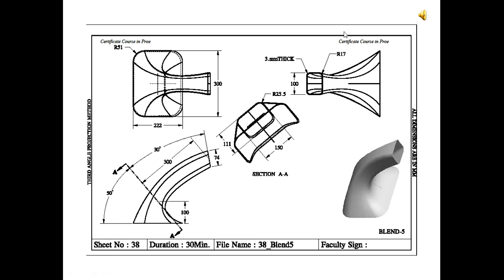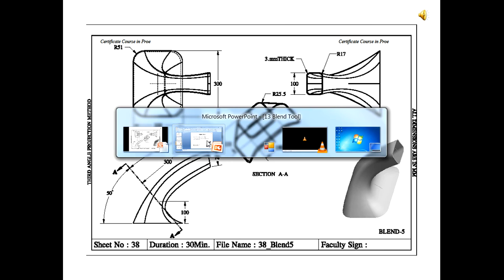Similarly, the third section is also a rounded rectangle of 100 by 74 units with a corner radius of 17 units and placed at a distance of 300 units and bears an angle of 30 degrees from section 2. Let's join these sections with general blend tool in Creo 3.